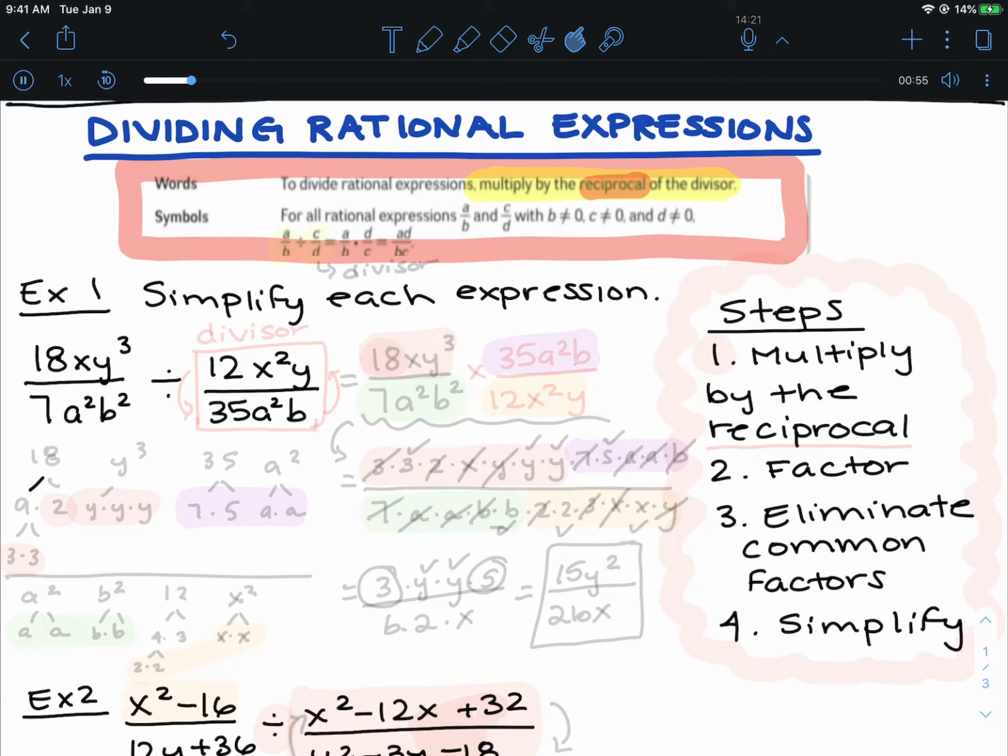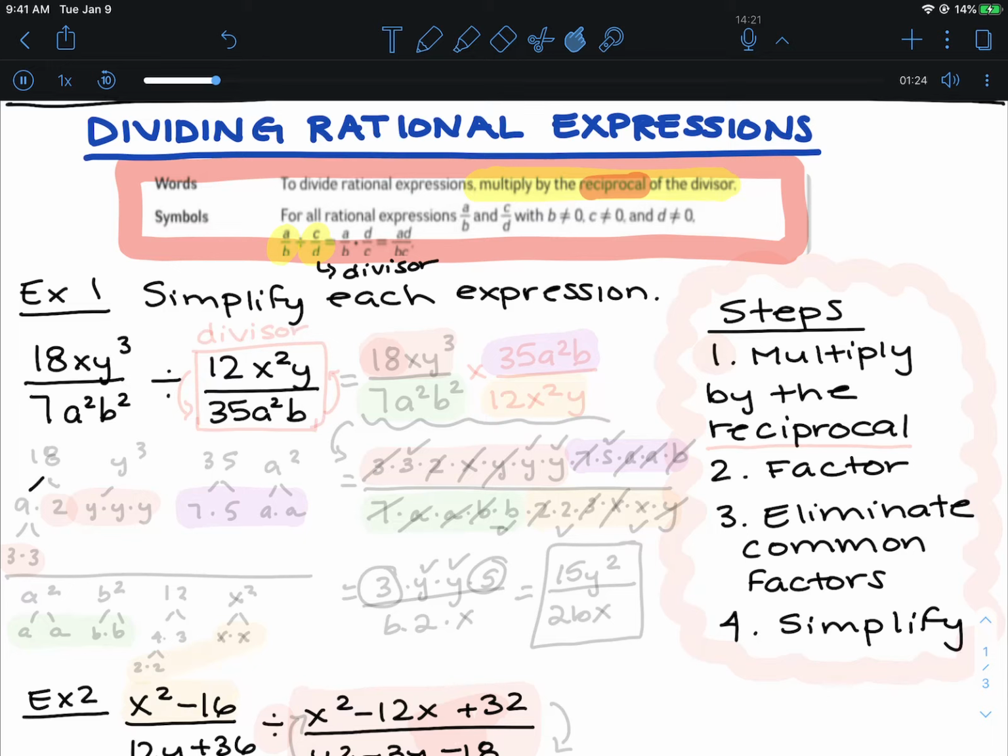So you're going to have, let's say, A over B divided by C over D. Okay, so the divisor is going to be this part right here, the second fraction. That's the divisor. So basically what you do here is you get the C over D and you flip it to become D over C, and then you end up multiplying them.